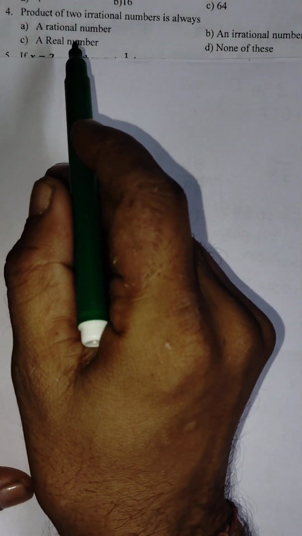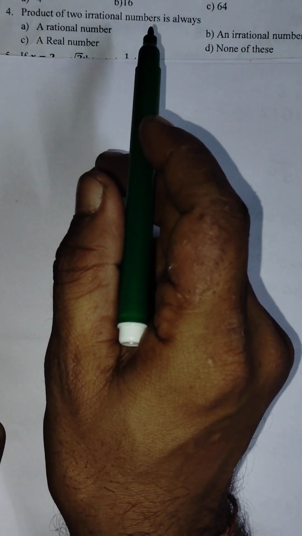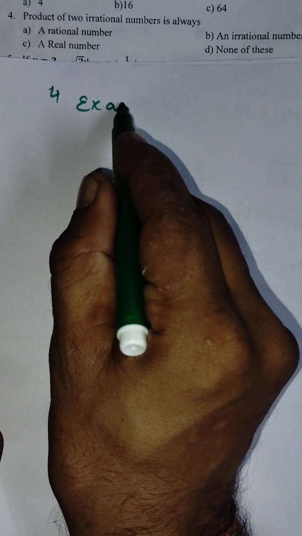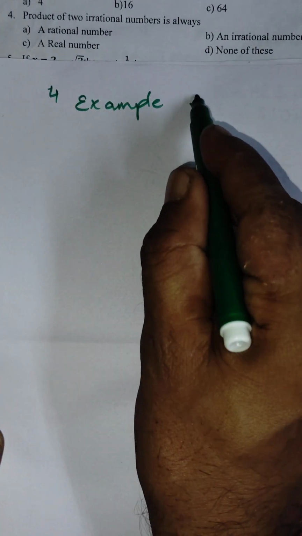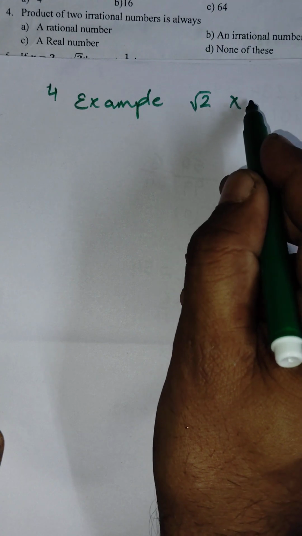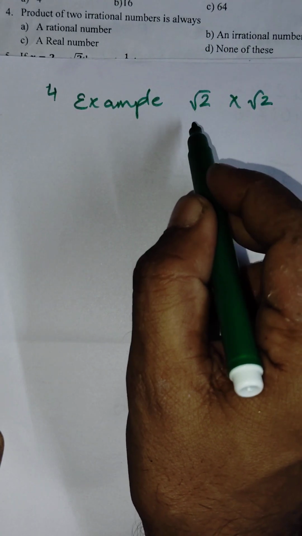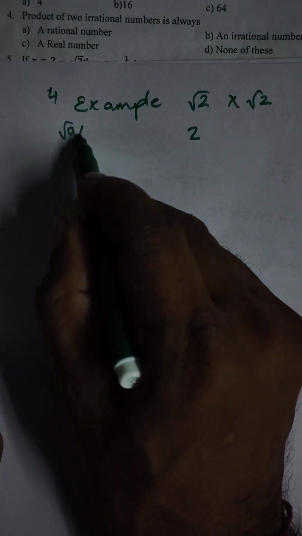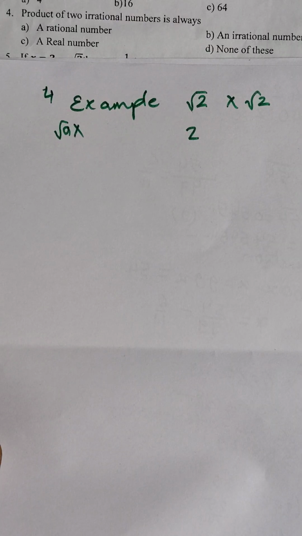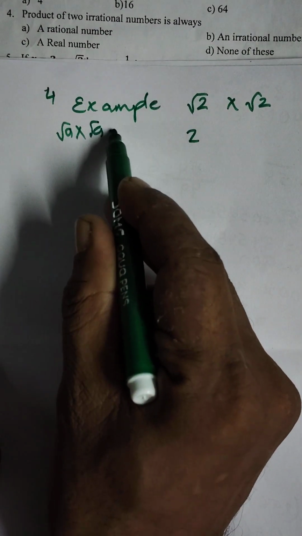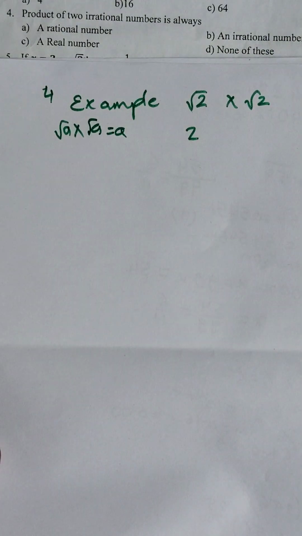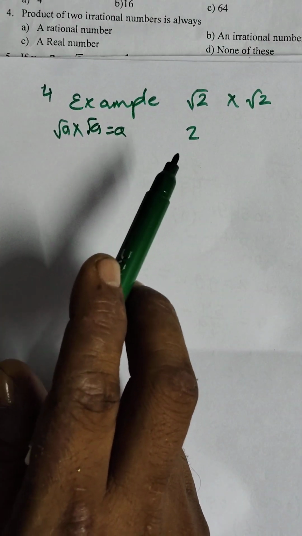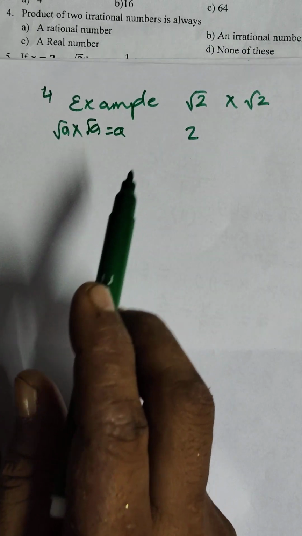In question 4, the question is: the product of two irrational numbers is always. So let us take an example. First we take the irrational number root 2, and second the irrational number 2 root 2. It becomes 4, because square root a times square root a gives us a. So root 2 times root 2 is 2. In this way the answer is a rational number. Irrational multiplied by irrational gives a rational number.